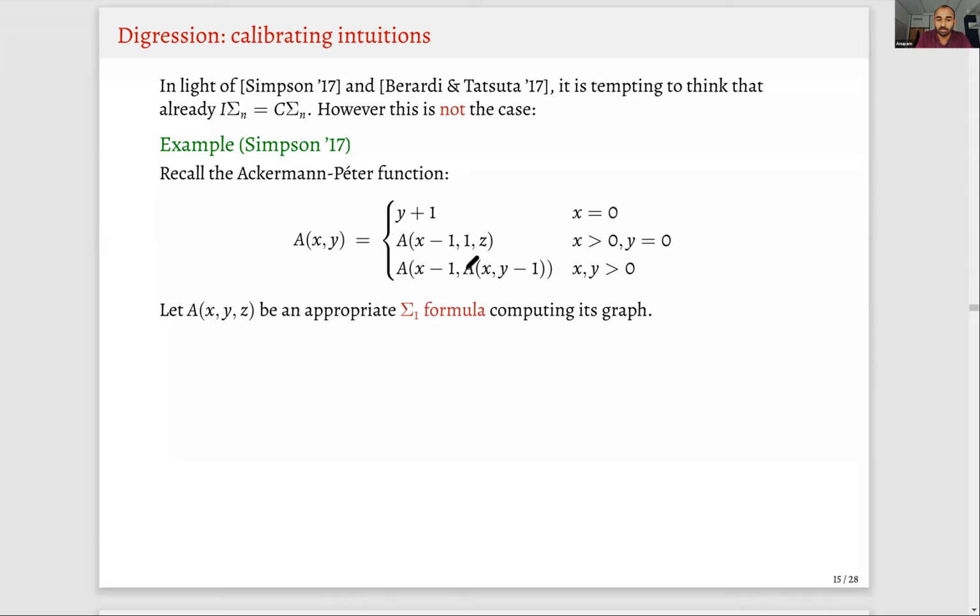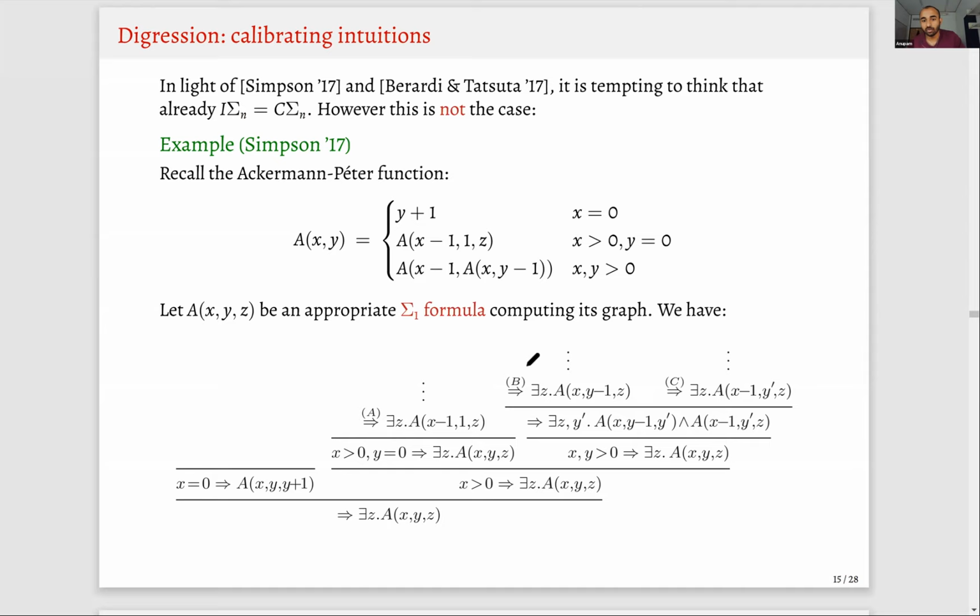So I think we, as computer scientists, all know the Ackermann-Peta function. It's a non-primitive recursive yet recursive function given by a very, very simple set of equations like this. Because it's recursive, it's expressible using a sigma one formula. It's just the existential formula that says that the Turing machine for it terminates and outputs Z in this case. And it turns out that there is a cyclic arithmetic proof of its totality, using only sigma one formulas.